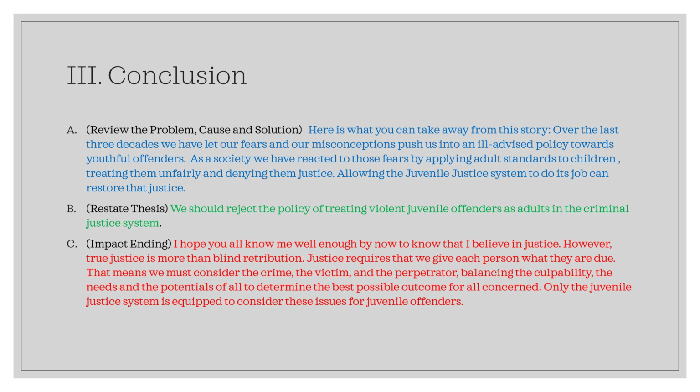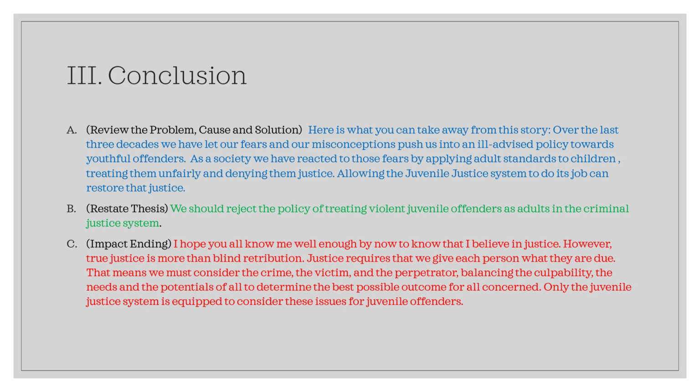Here is what you can take away from this story. Over the last 3 decades, we have let our fears and our misconceptions push us into an ill-advised policy towards youthful offenders. As a society, we have reacted to those fears by applying adult standards to children, treating them unfairly and denying them justice. Allowing the juvenile justice system to do its job can restore that justice. We should reject the policy of treating violent juvenile offenders as adults in the criminal justice system.